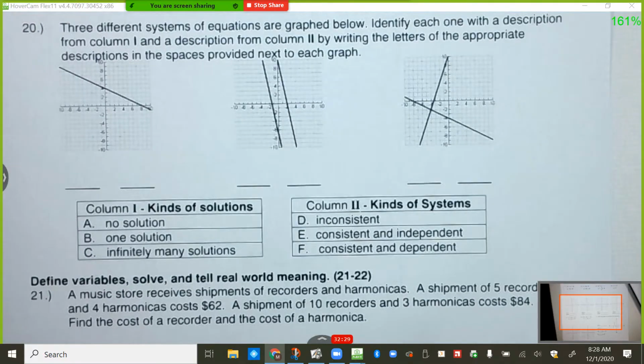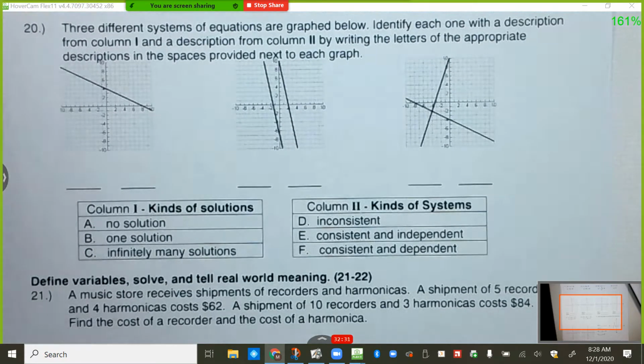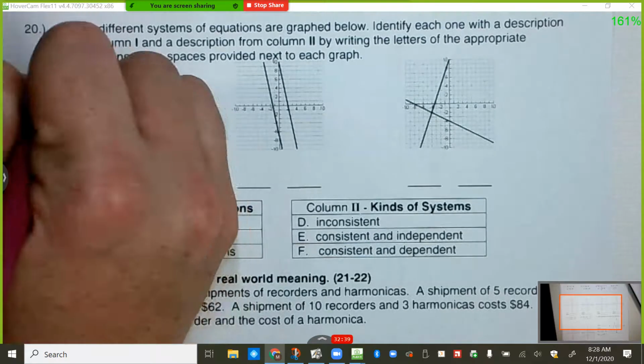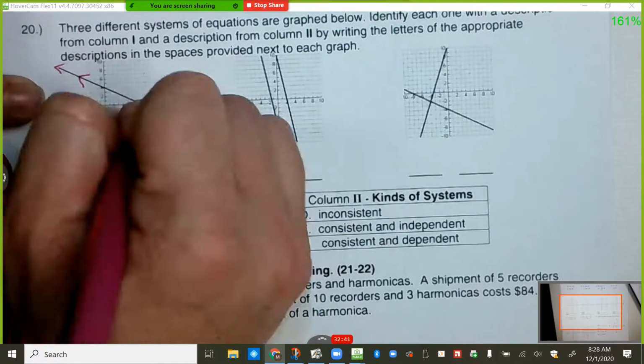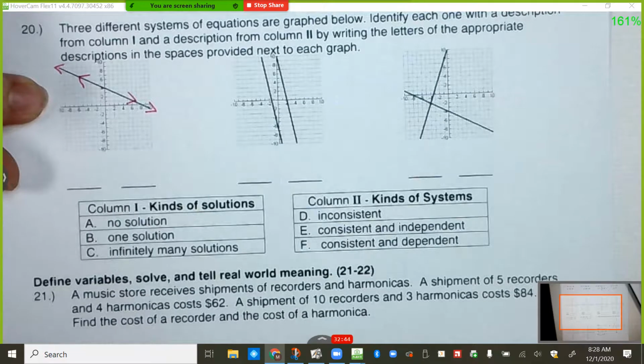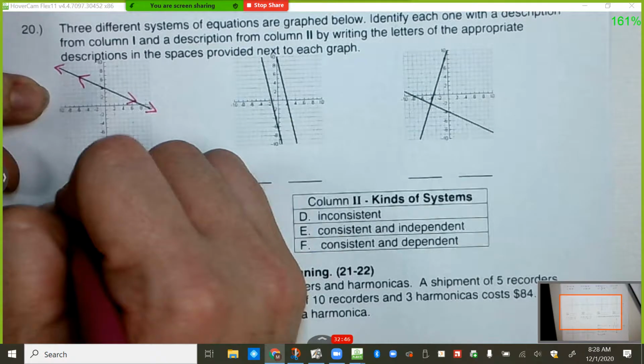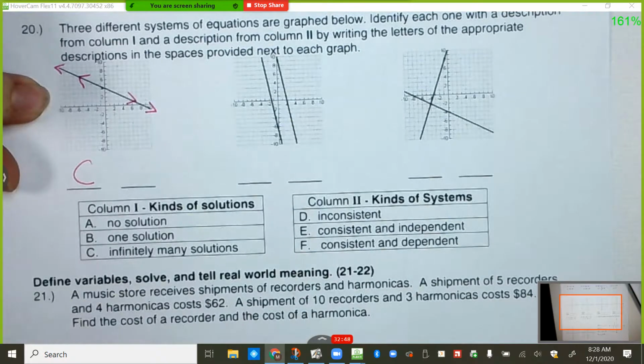Okay, number 20, it says 3 different systems of equations are graphed below. Identify each one with a description from column 1 and a description from column 2. So I want you to realize it doesn't have arrows, but if you only see one line and I'm telling you it's a system, it's going to be 2 lines on top of each other, which means infinitely many solutions, which is consistent and dependent.